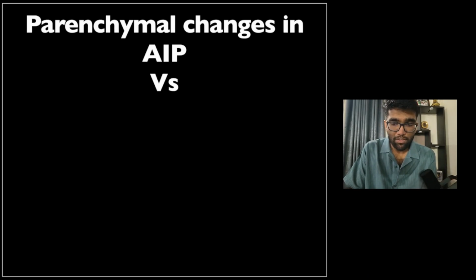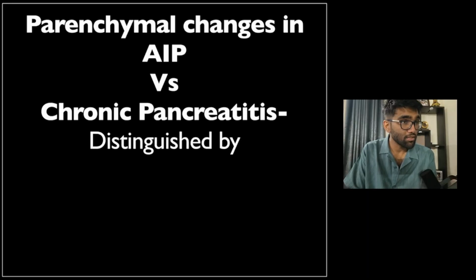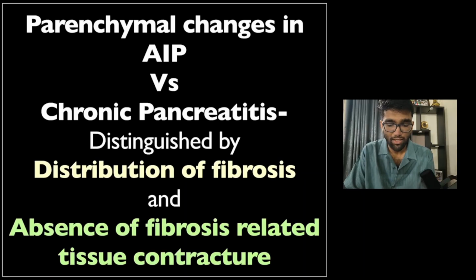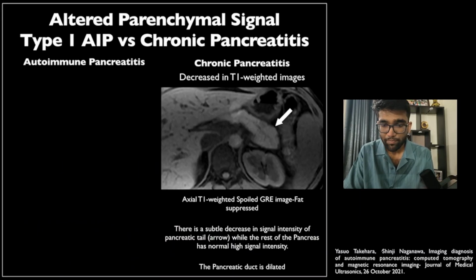So we'll talk about parenchymal changes in autoimmune pancreatitis versus chronic pancreatitis, and this is distinguished by the basic principle that the distribution of fibrosis and the absence of fibrosis related tissue contracture are typical for autoimmune pancreatitis vis-a-vis chronic pancreatitis. So on the right of the screen, I have what we've already seen, an axial T1 weighted image of a patient with chronic pancreatitis, and we've already seen that there is a subtle decrease in signal intensity of the pancreatic tail, which I've highlighted in blue, while the rest of the pancreatic gland is normal. So this area is normal and the rest of the gland has decreased intensity.